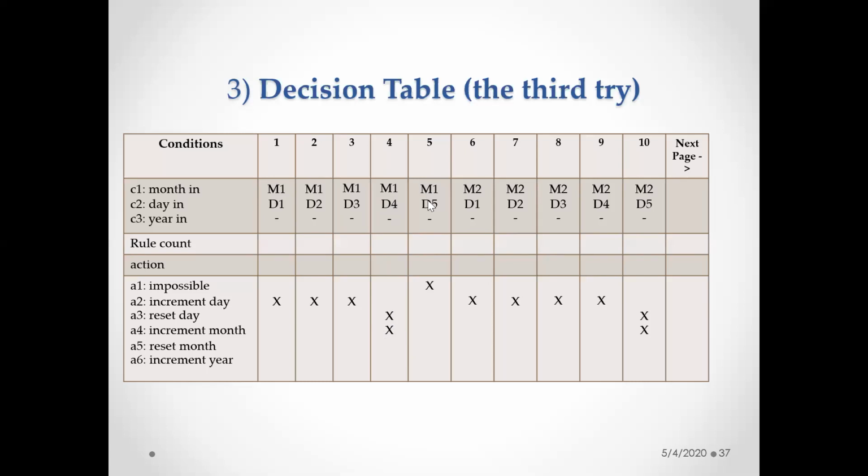M1 with D5 is highly impossible. You are saying that the month has 30 days, but you are having 31 days, so it is highly impossible. Whether it is a leap year or common year, I'm least bothered with respect to that.